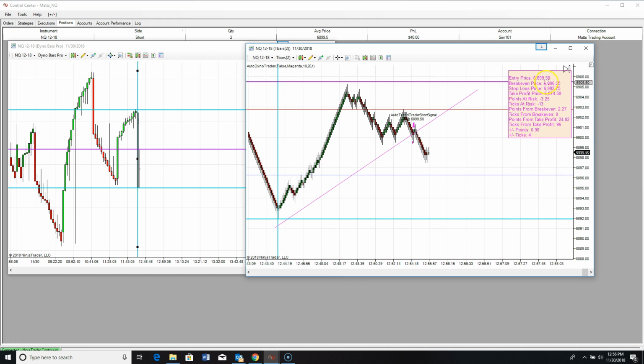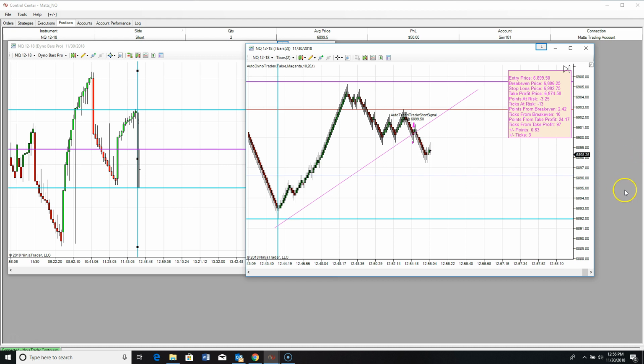It has the break-even price, which is where the blue line is. Stop loss price, which is where this is. Take profit price, which is further down. If I adjust these, you'll see these prices move. I'll show that to you in a second. Let's see what happens here.